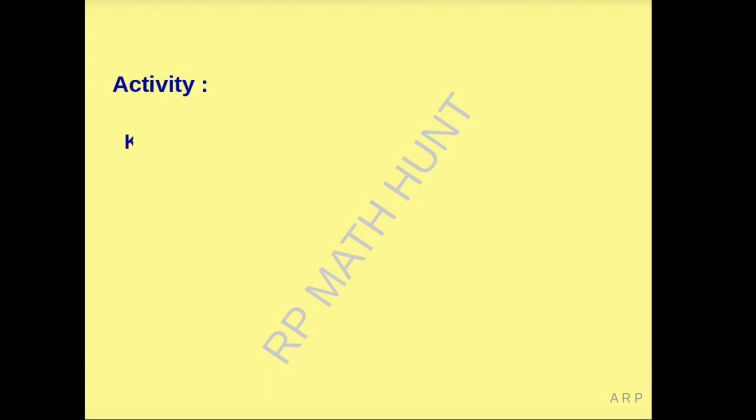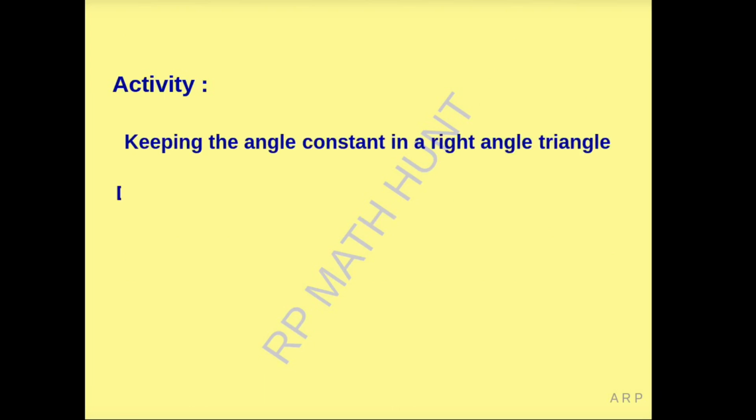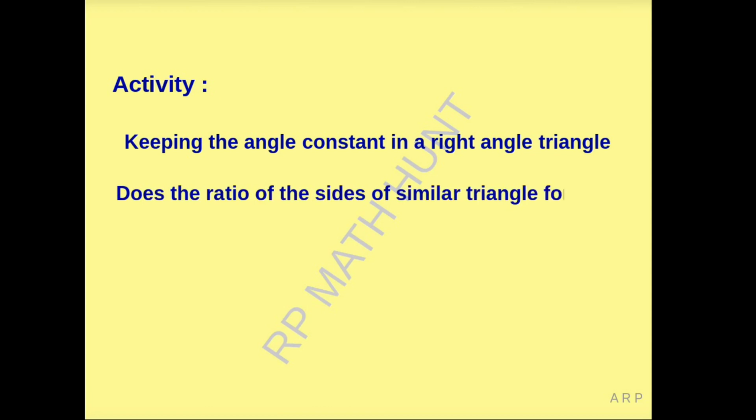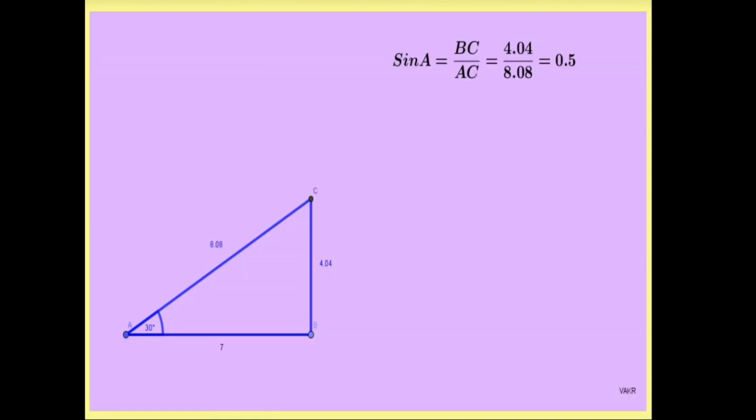Activity. Keeping the angles constant in the right angled triangle, does the ratio of the sides of similar triangles formed by changing the lengths of the other two sides change? My dear children, observe. Unless and until we change the angle, the value seen on the screen will not change. If we change the angle, the value will change.